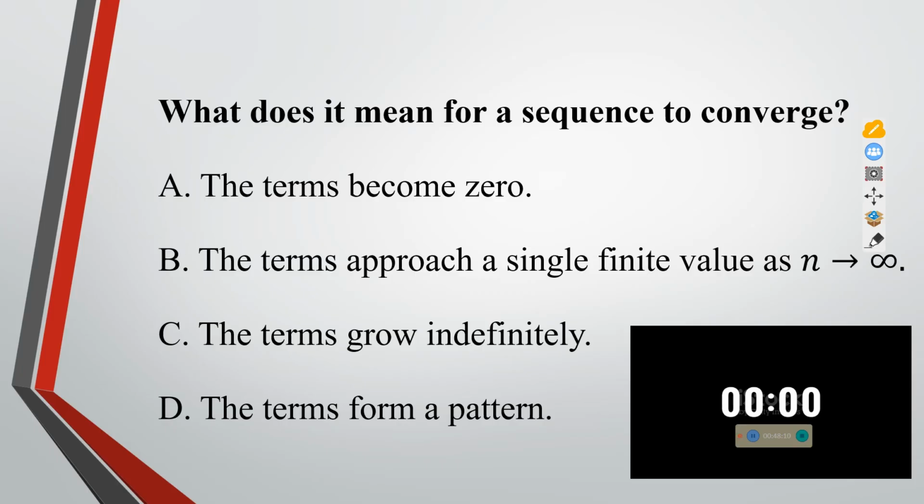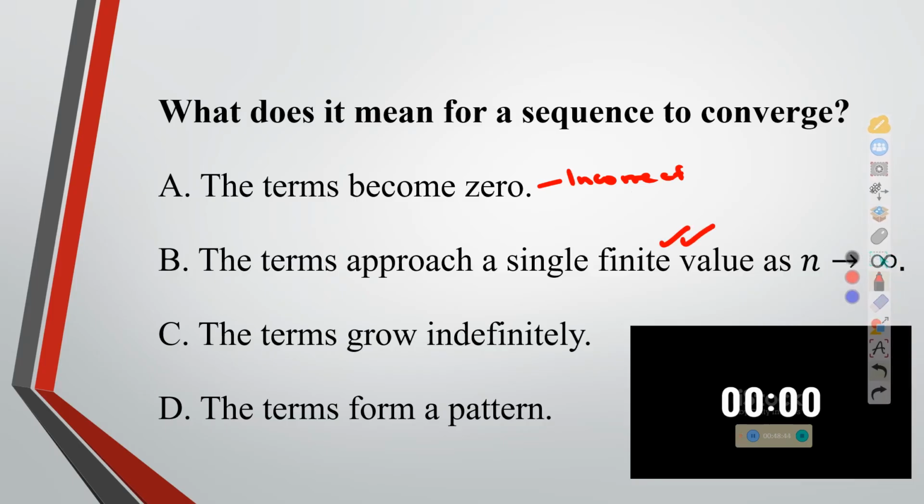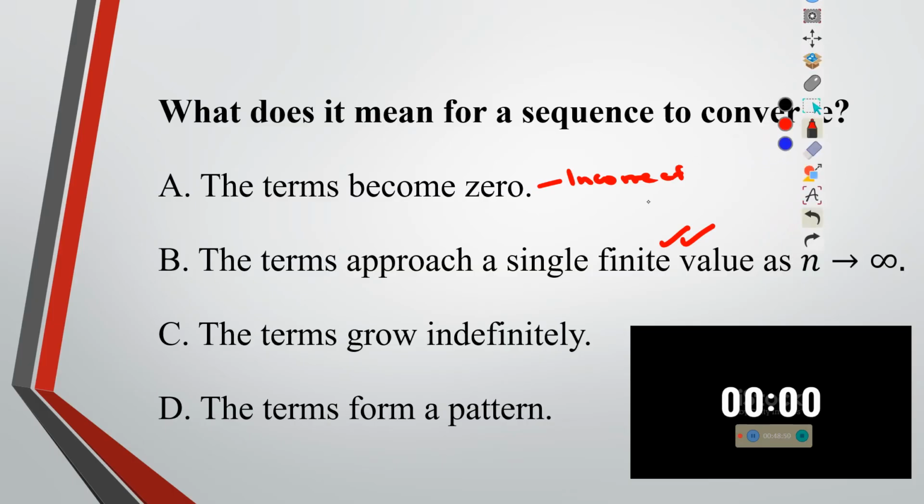The terms become 0. When the terms become 0, does it mean a sequence converges? This is incorrect because the limit L can be any finite real number. 0 is a special case. So this is incorrect. Then when we look at B, the terms approach a single value as n tends to infinity. This is very true. This is actually the formal definition.